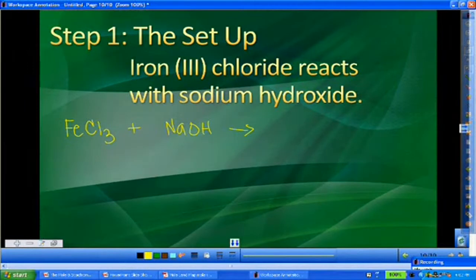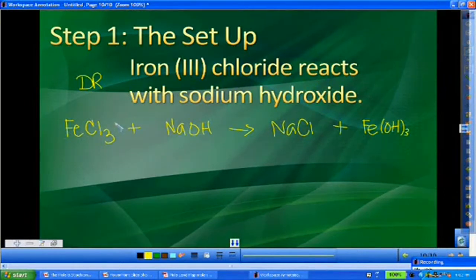So looking at this, we have two ionic compounds. And so this is going to be a double replacement reaction where iron and sodium are going to swap places and form new compounds. So we have sodium chloride and iron 3 hydroxide. So now that we have our double replacement reaction completely written, we need to look at solubility.